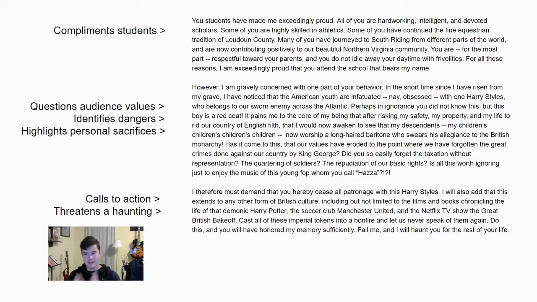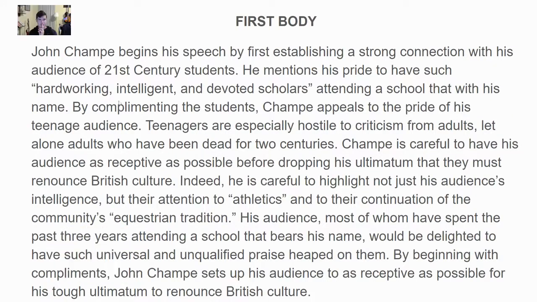And my thesis is, in order to convince students to renounce British culture, John Champe compliments students and highlights his own personal sacrifices. So those are the two choices we're going to be identifying and trying to look at the complexity of that interaction in these two body paragraphs. So here's my first body paragraph.